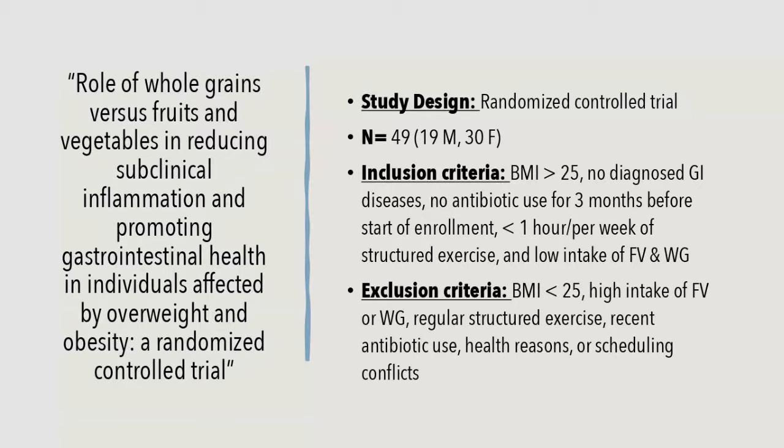Their BMI needed to be greater than 25, with no diagnosed GI diseases, no antibiotic use for 3 months before the start of enrollment, less than 1 hour per week of structured exercise, and they had to already have a low intake of fruits and vegetables and whole grains. To exclude them from the study, their BMI couldn't be less than 25, they already had a high intake of fruits and vegetables or whole grains, they had regular structured exercise or recent antibiotic use. Maybe they had other health reasons, or they had scheduling conflicts with the study.